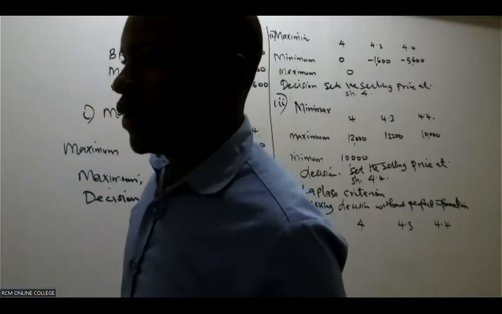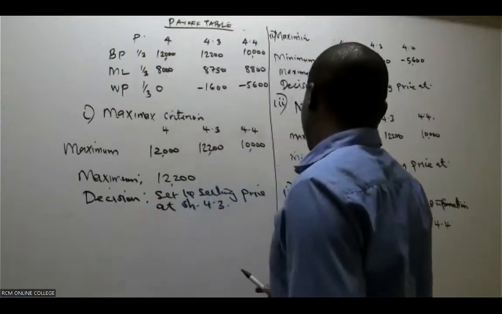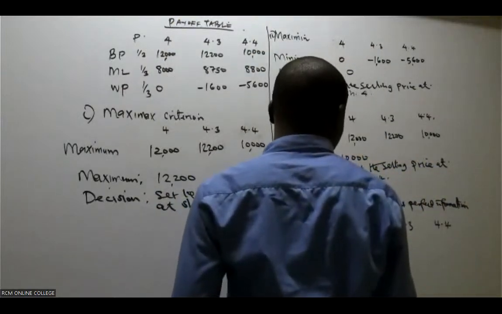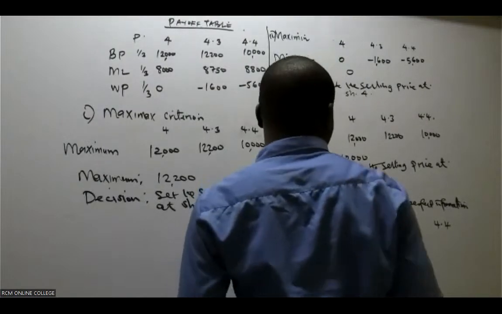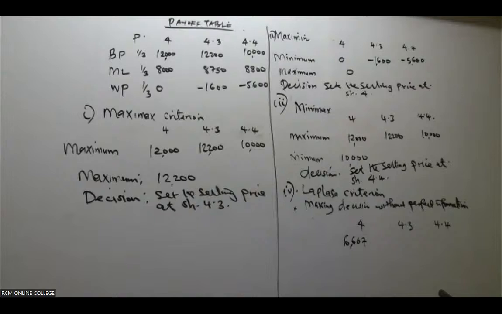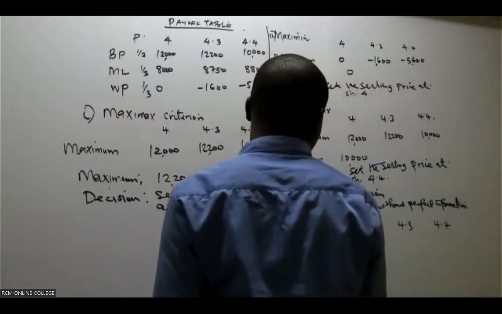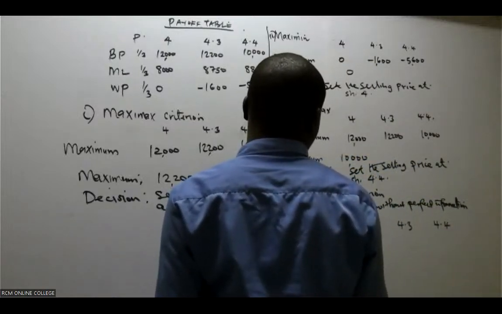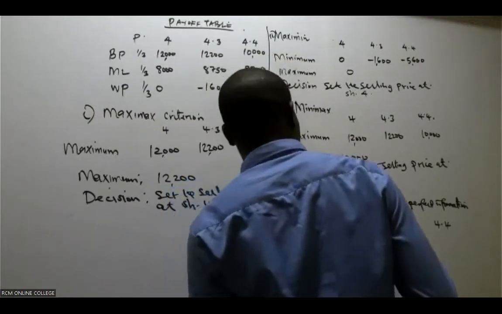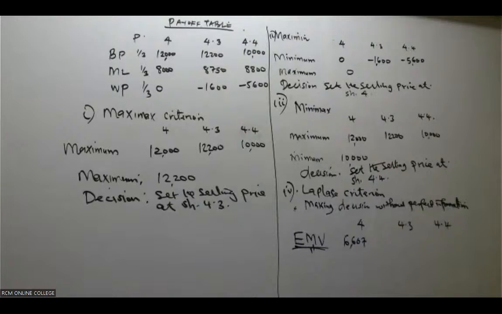Is it 6,000? Is it 6,667? That is what we have, is it? And for your information, what we are doing here, yes, they have given you the word Laplace, but what we are getting here is what we call expected monetary value. So, how about 4.3?